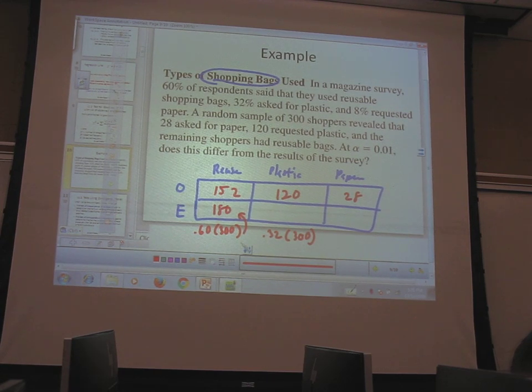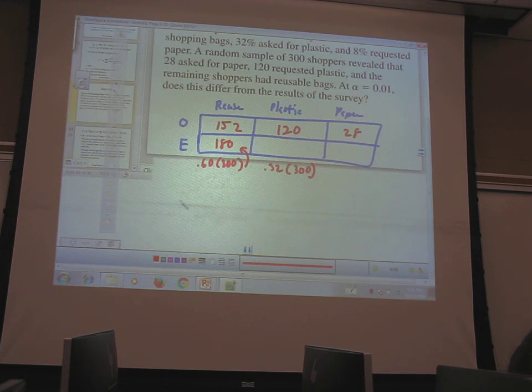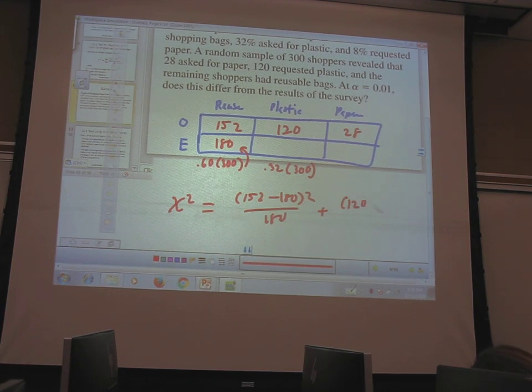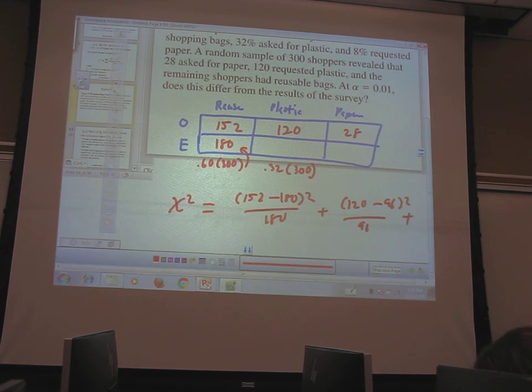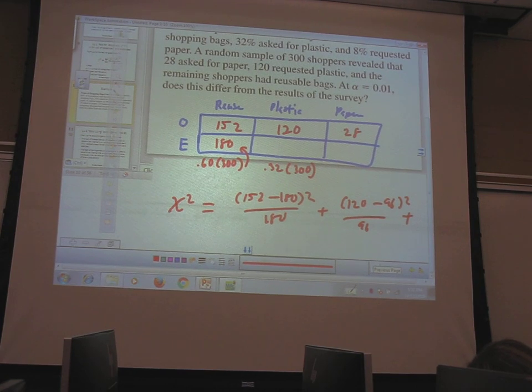Everybody on board? Good. And don't forget, this is the one where I make you write out your chi-squared. 152 minus 180 squared divided by 180, plus 120 minus 96 squared divided by 96, plus... there's only 3 of them. It's not going to be long. All good? But you can use your calculator, right?